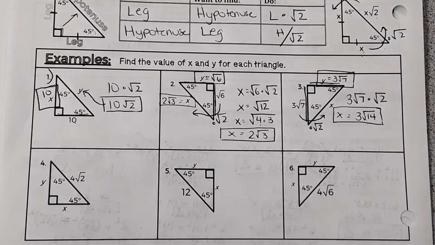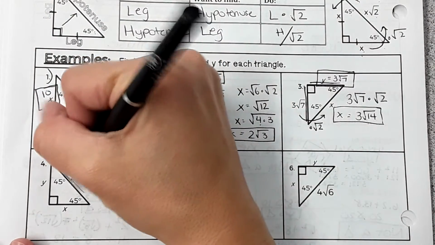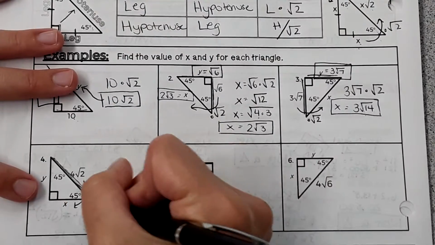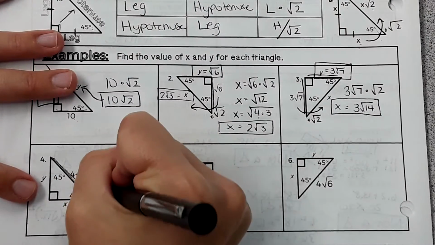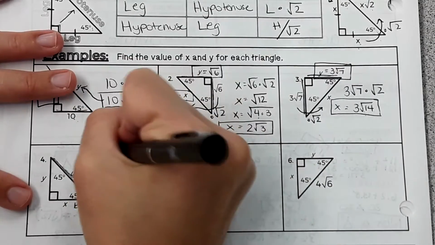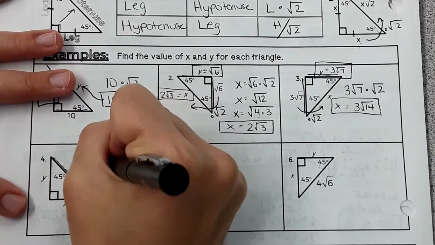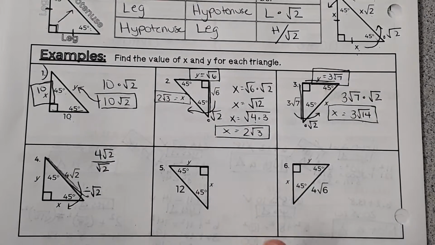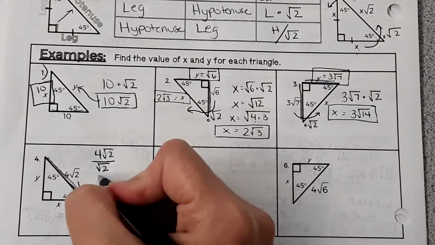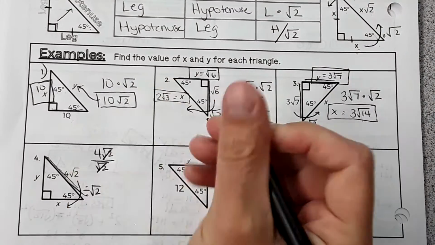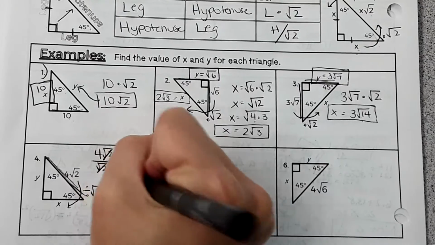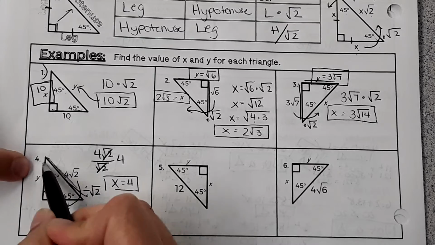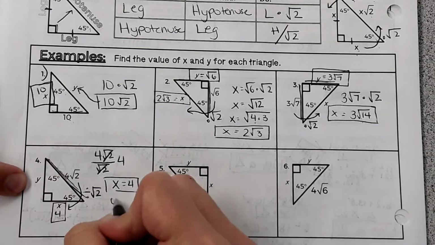Then number 4, now they're giving us the length of the hypotenuse, and we have to find the length of the legs. So to go from hypotenuse to leg, now we have to divide by square root of 2. So 4 square root of 2, the length of the hypotenuse, divided by square root of 2. Now square root of 2 divided by square root of 2 cancels out, and we're just left with 4. So x equals 4. And then this leg is the same length, so y equals 4 as well.